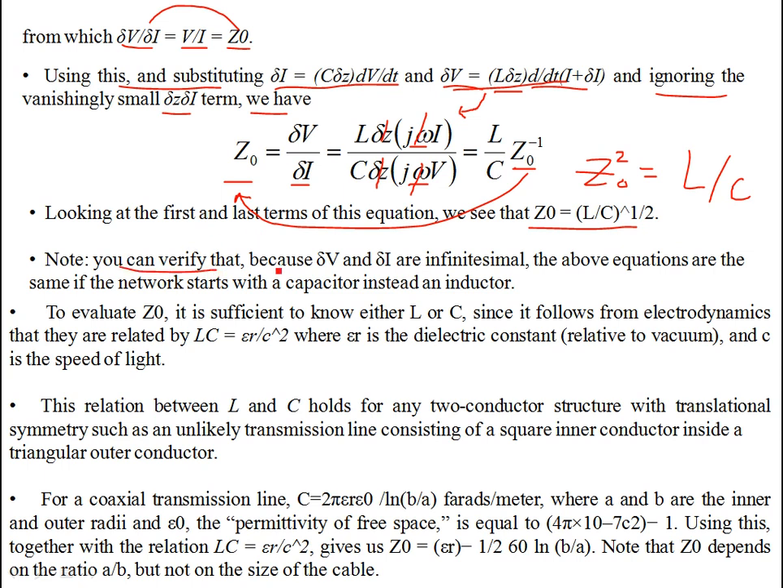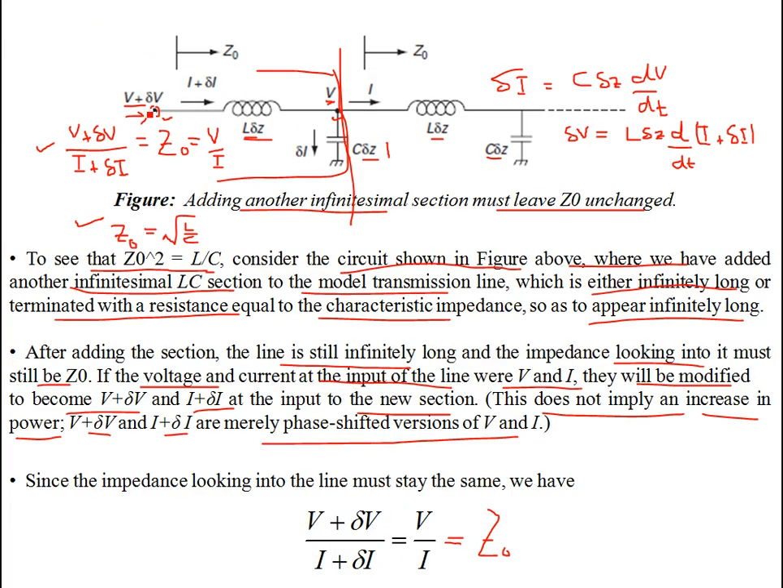So note that you can verify that because delta V and delta I are small, the above equations are the same if the network starts with a capacitor instead of an inductor. You can see this if you have a network like this, where the length is small and it starts with a capacitor rather than an inductor, and then the story continues like this. Then again there is a capacitor, inductor. So this is again an alternate arrangement.